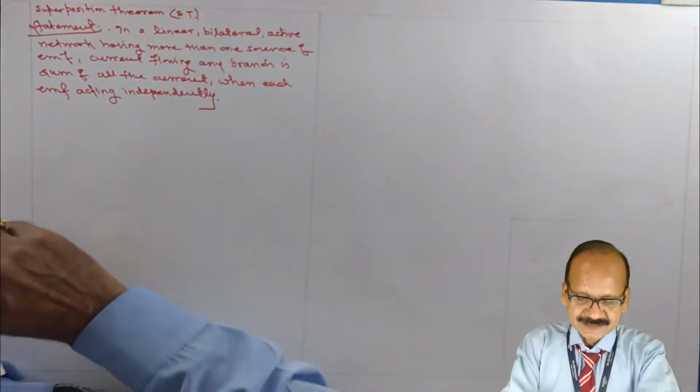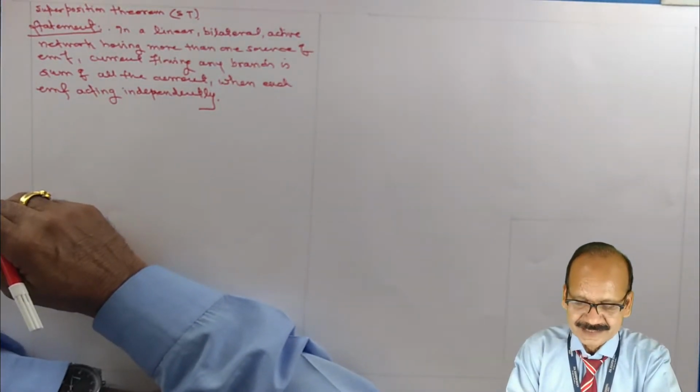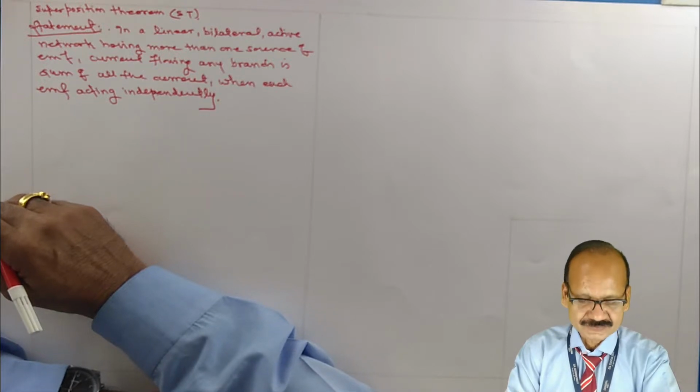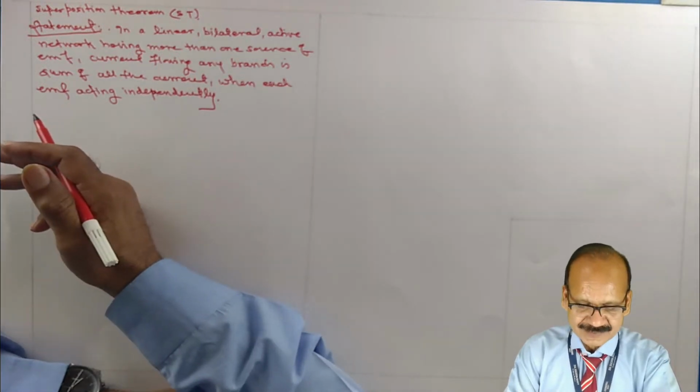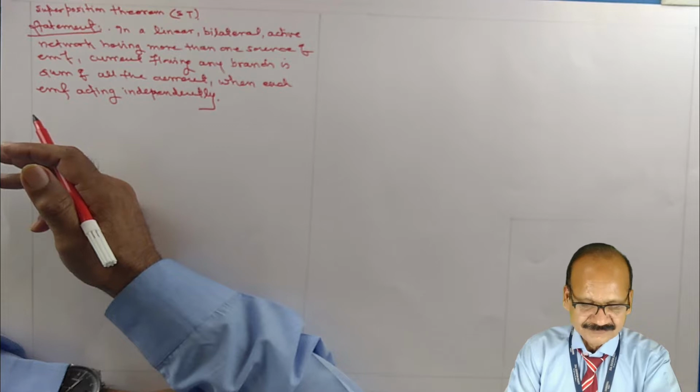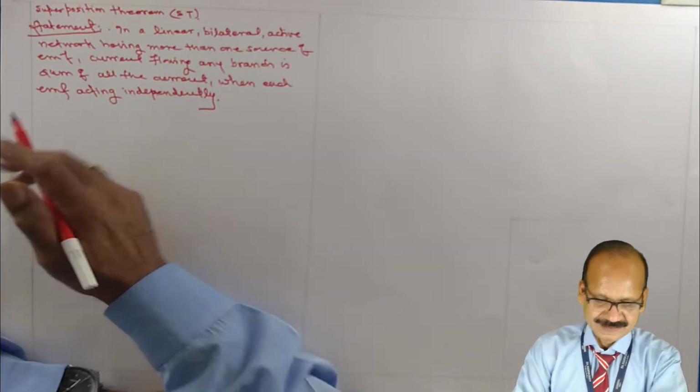Okay, so I will read it once again. In a linear bilateral active network having more than one source of EMF, the current flowing through any branch is the sum of all the currents when each EMF acts independently.